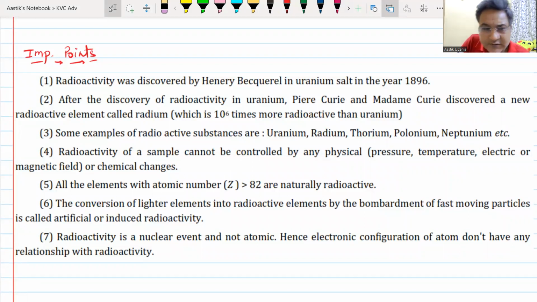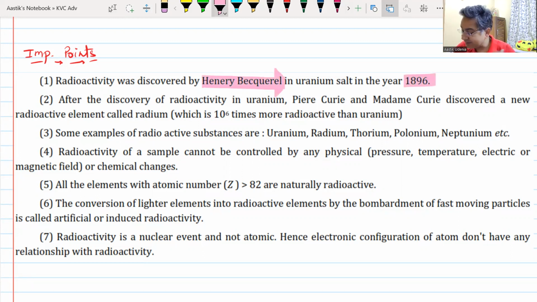Well, then these are some of the important points about radioactivity. Some questions may come from here, and now they are also asking questions based on information. So radioactivity was discovered by Henry Becquerel. We will see how we have honored him.